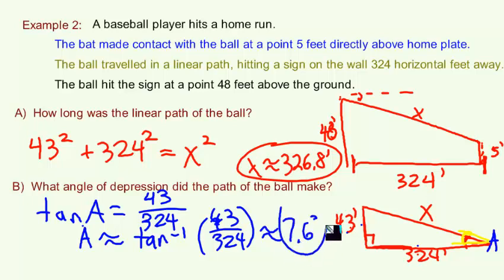So again, it was a pretty horizontal path. This obviously is not drawn to scale. Trust the numbers, not my awful diagrams. Okay, one more.